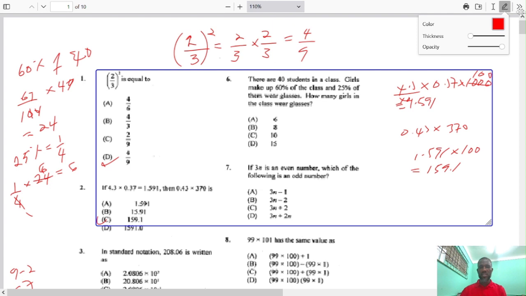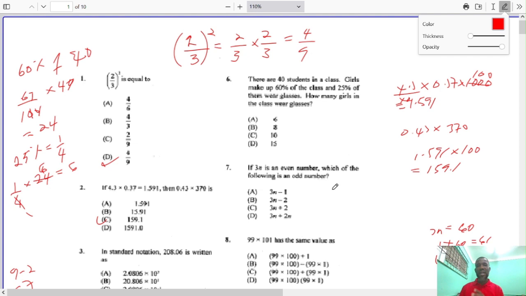So therefore, if 3n is equal to, let's say, 60, for argument's sake. Now, in order for us to get an odd number, we either add 1 to 60, which gives 61, or subtract 1 from 60, which gives 59. These two numbers are now odd numbers. So what that simply means is, if we are at any even number and we would like to get an odd number, we either add 1 or subtract 1.